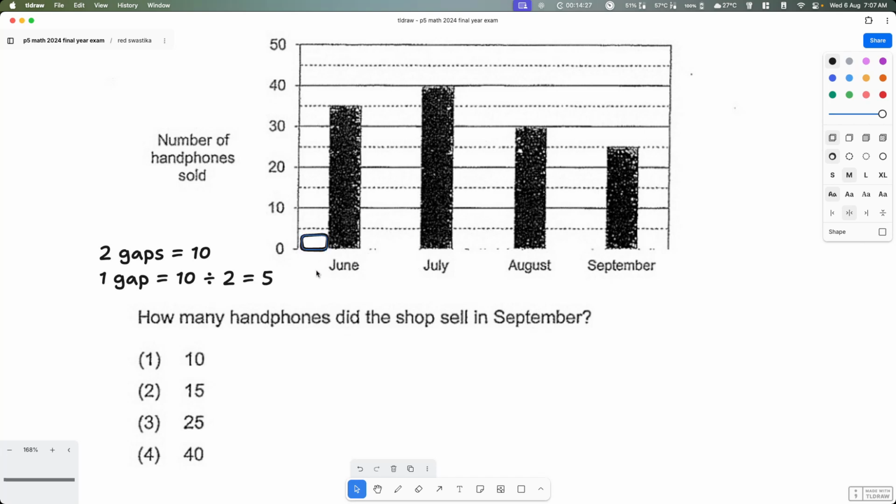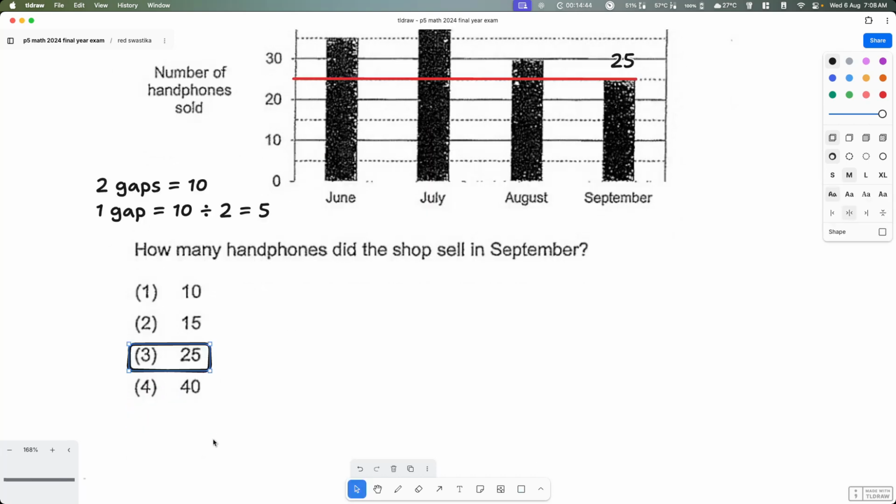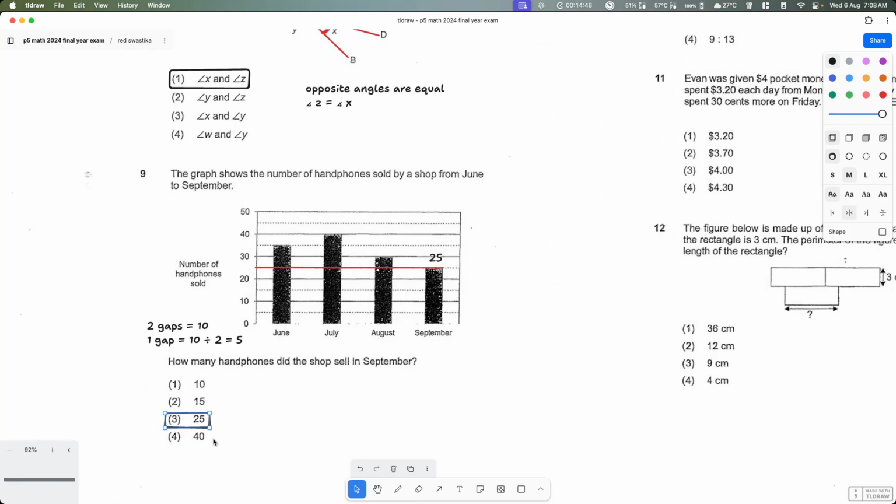Okay, so for September, how much do we get? So if you go to this one, September, that means it's between 2 and 5, so this will be 25. So this is option number 3. Okay, let's move on to the next question.